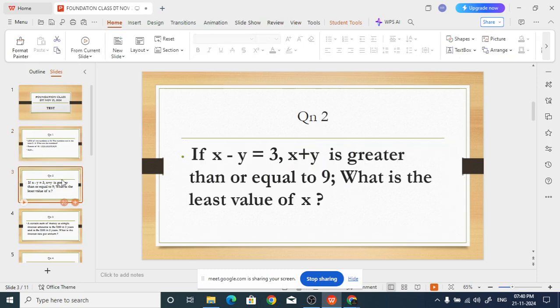If x minus y is equal to 3, x plus y is greater than or equal to 9, what is the least value of x? Read the question twice or thrice and then try to answer.